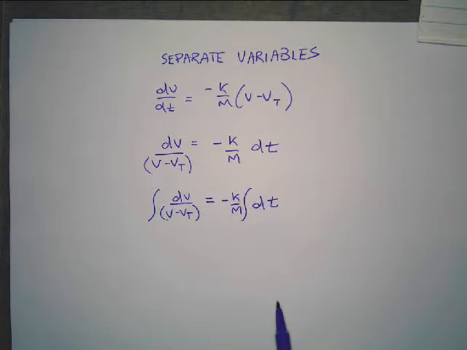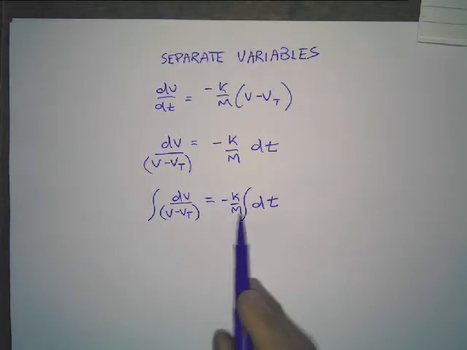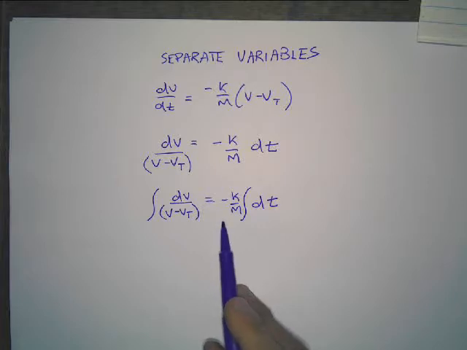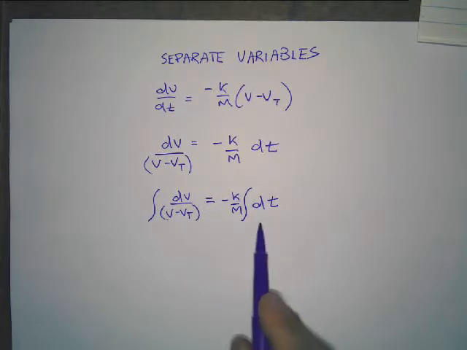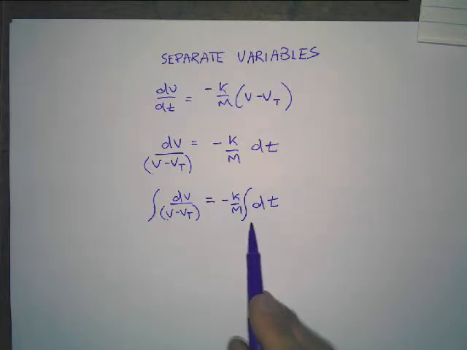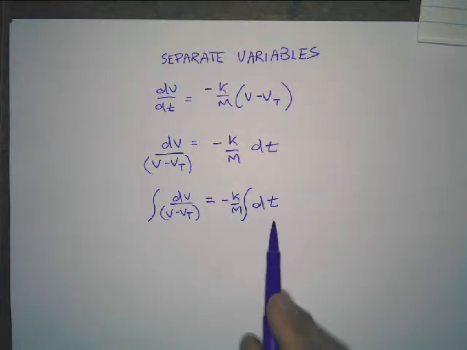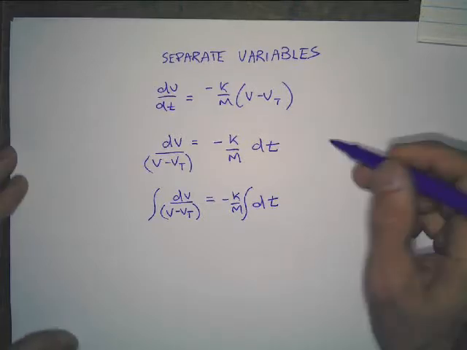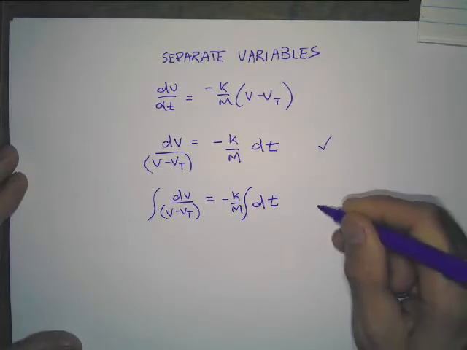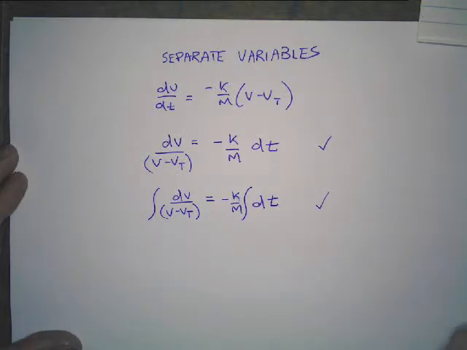And that integral is going to be with respect to time. Now notice I can take the negative k over m and pull it outside because k is just a constant. And on the right side I end up with a very simple integral to do. Okay, so that's what we've done here. We've separated the variables. We've integrated both sides.